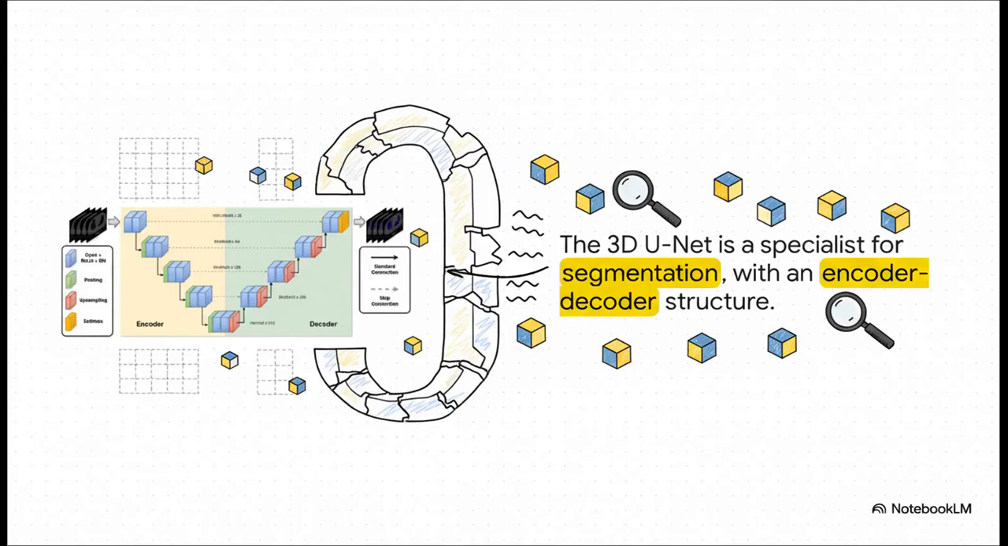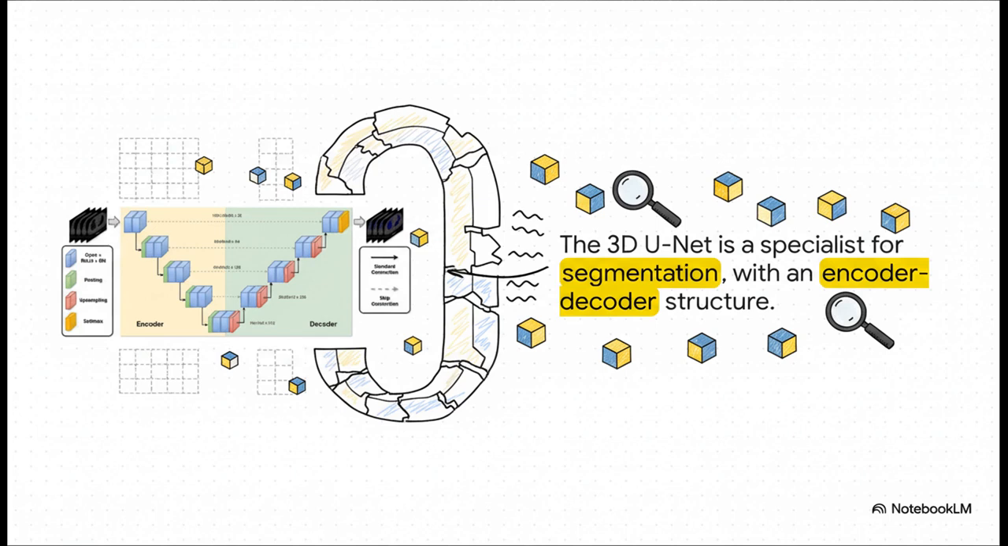All right, our last one is a totally different kind of beast. This is the 3D UNet, and it is a precision specialist. It's not about classifying a whole video. Nope, this thing is designed to go in and label every single tiny piece of a 3D image down to the individual voxel, which is just a 3D pixel.